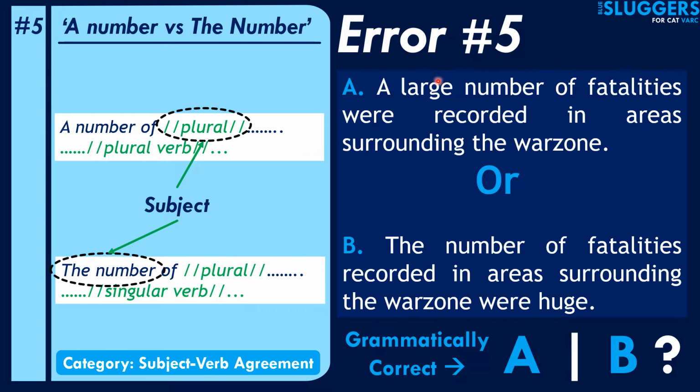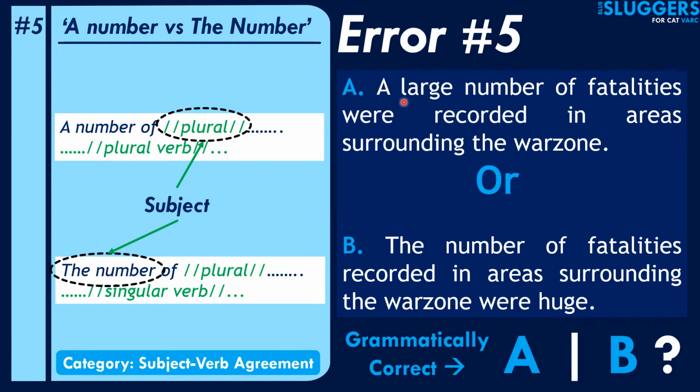Okay, so let's start with the errors. And as usual, let's read the sentences first. The first sentence says, a large number of fatalities were recorded in areas surrounding the war zone, and the second one says, the number of fatalities recorded in areas surrounding the war zone were huge, right? So both the sentences seem to convey the same idea, although the syntax used is different. The point we're trying to cater to by using these sentences is the difference of verb usage when it comes to subjects that involve the terms a number or the number, a number of something or the number of something. Sometimes you can also have an adjective here, along with this a number, a large number of something or a small number of something, etc.